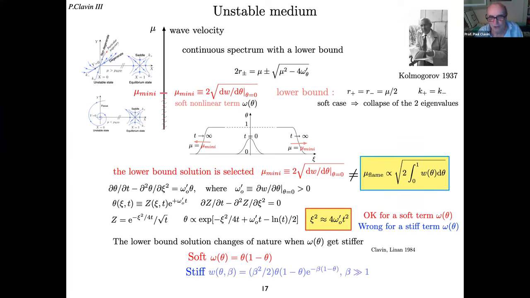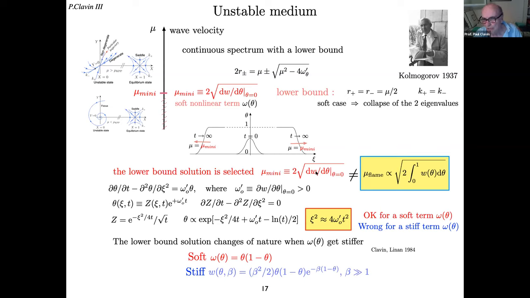Okay, stop here. So look at this equation, at the red nonlinear term. This is a soft nonlinear term. You go from one to zero by a quadratic term. This is a very stiff nonlinear term, which, as described by the theory of flame, has a flame speed that is the square root of the integral of the reaction rate, while in the Kolmogorov solution, which is valid for a soft reaction rate, the minimum flame speed is related to this term, which is zero in the Zeldovich analysis.